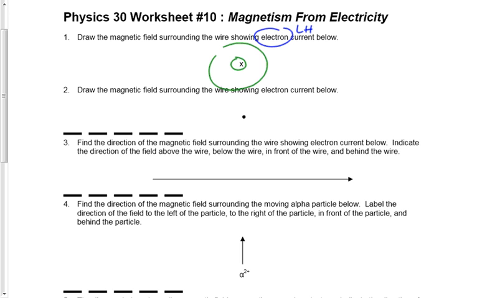I don't need to draw 50 lines. 2 or 3 lines is good enough just to show us that it's circular and to show us that the field lines get progressively further apart as we get further out there.